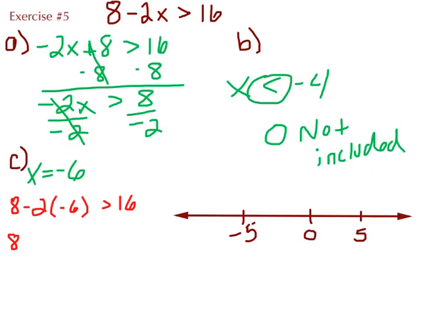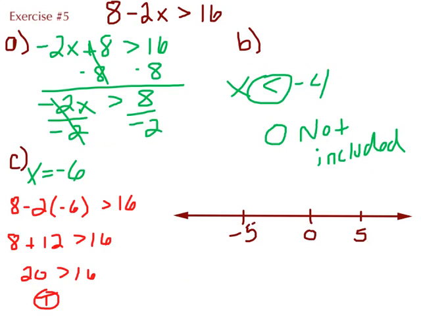8 plus 12, because negative 2 times negative 6 gives me a positive 12, is greater than 16. 8 plus 12 is 20. 20 is greater than 16. So therefore, that is a true statement.